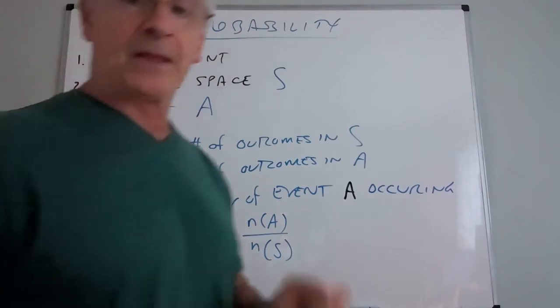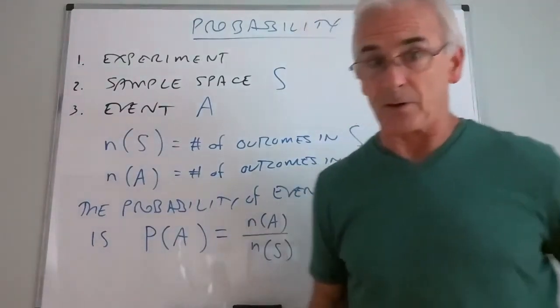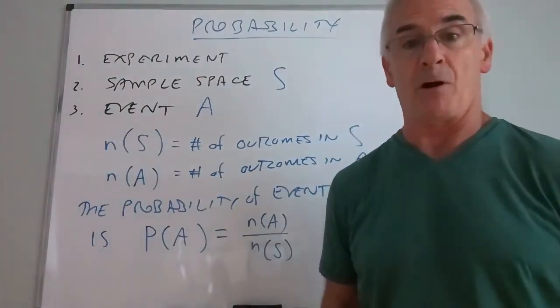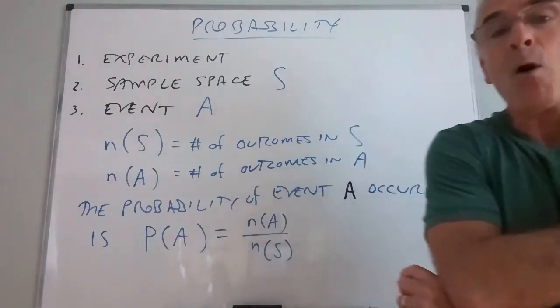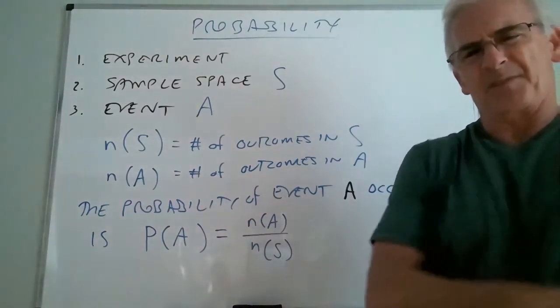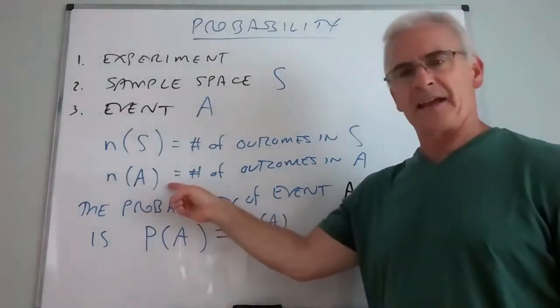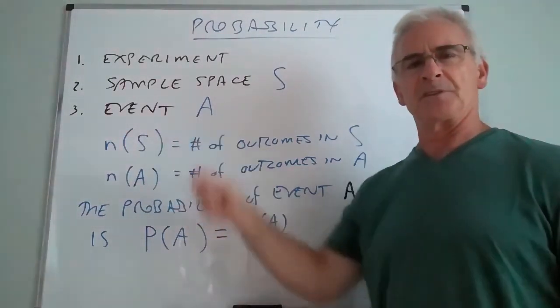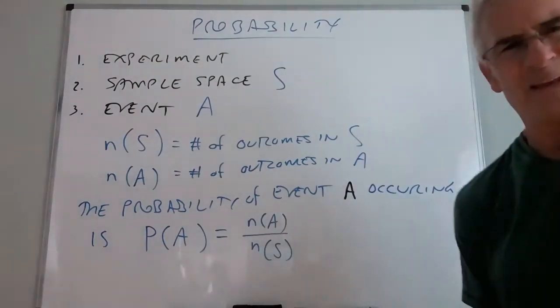Probability is something that can be measured. Now, the individual counts may be difficult because the numbers could be very, very large. So the combinatorics we're going to learn is basically how we can count the numerator and the denominator. Now, a couple simple questions. First of all, can the number of outcomes in A exceed the number of outcomes in S? Anybody want to try that one? No, that wouldn't make any sense.